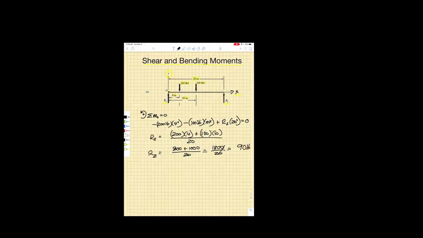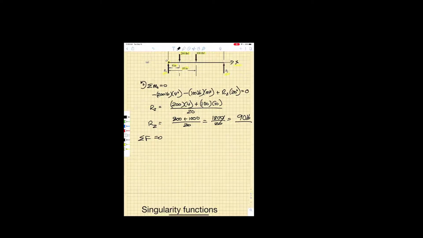So R2 would be 800 plus 1,000 divided by 20, which is 1,800 divided by 20, which is going to be 90 pounds. Now, the sum of the forces being equal to 0, if positive is upward, that means R1 plus R2 has got to be equal to 200 plus 100 pounds. R1 is what we're trying to sort out. So we have 300 minus 90, which gives me 210 pounds for R1. So R1 is 210 pounds and R2 is 90 pounds. I got positive values, so that means the direction that I drew them, positive upward direction, was correct.